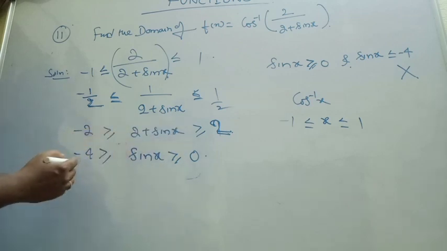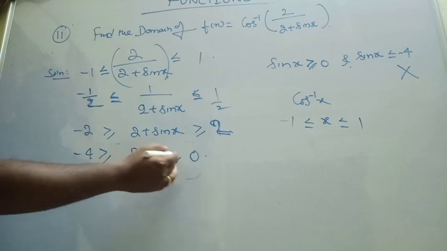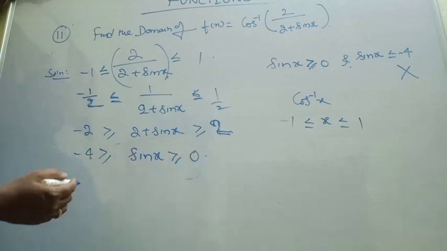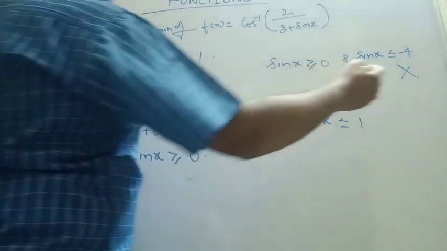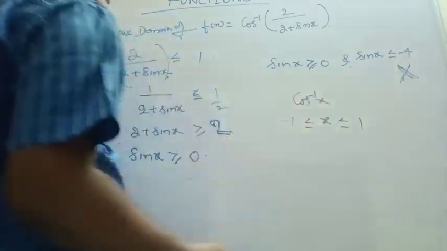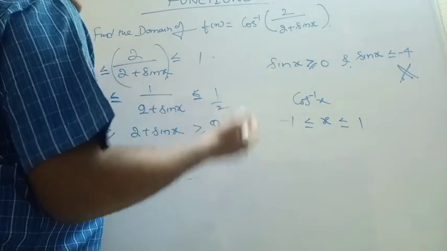Now you subtract 2, then minus 4 is greater than or equal to sin x, which is greater than or equal to 0. Therefore, sin x is greater than or equal to 0, and sin x is less than or equal to minus 4. Sin x less than or equal to minus 4 is meaningless, and we have sin x greater than or equal to 0.